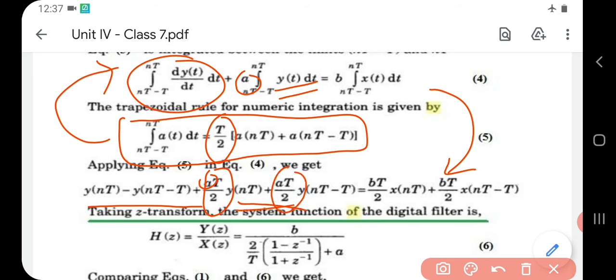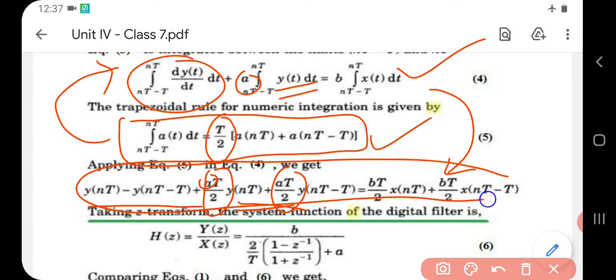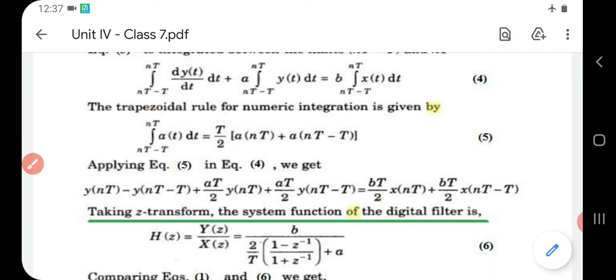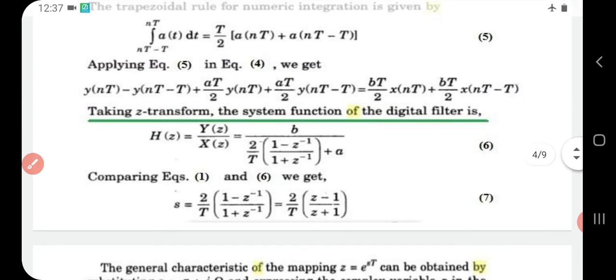Now by applying this formula to each of these terms in equation 4, we will reach this particular equation. I have worked it out, and it is very easy to obtain that equation. So you also please work it out.